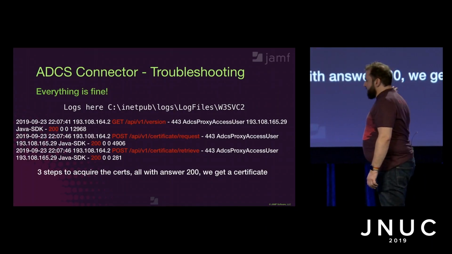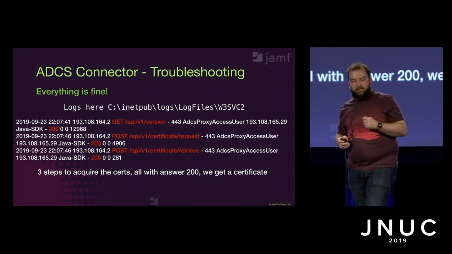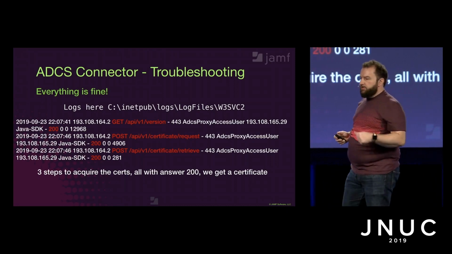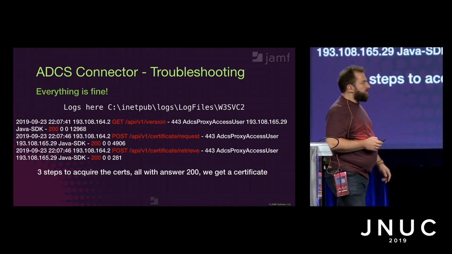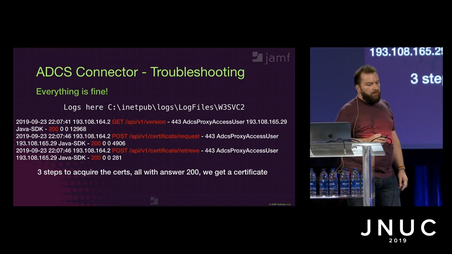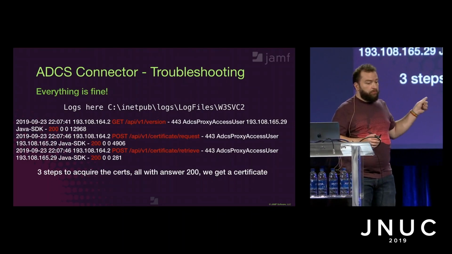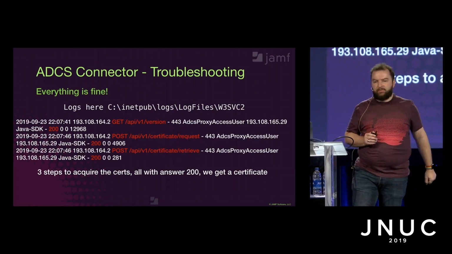And when a certificate is properly issued, you're going to see 3 lines for each certificate. One is a GET API v1 version with a code of 200, which says, yeah, everything is good. And 2 POST API v1 certificates request, API v1 certificate retrieve. If you see these 3 lines, it means you got a certificate with the 200, obviously. If you only see one with a different code, well, we have an issue.